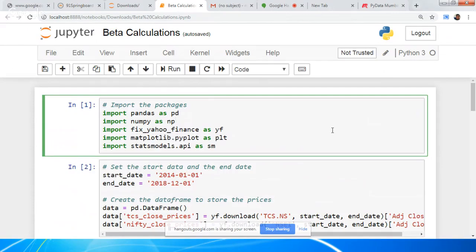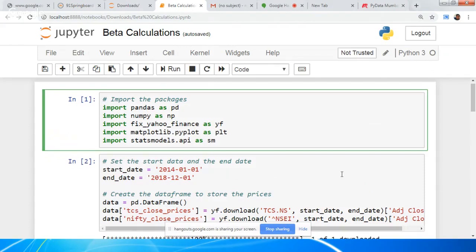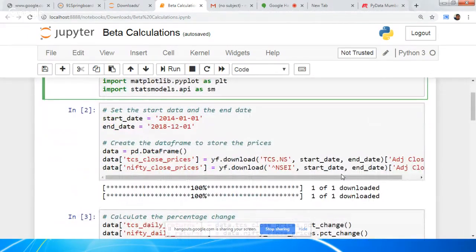Okay. All right. So what we are trying to understand is how sensitive TCS is with respect to the market. We can do this via linear regression, and how to do that in Python is what this notebook is all about. We'll first import the libraries required for this exercise. The next step is to get the data. We'll need the data for TCS and NSE, which is the Nifty 50 index. I'll use fix_yahoo_finance to get the data, which indirectly gets the data from Yahoo Finance.